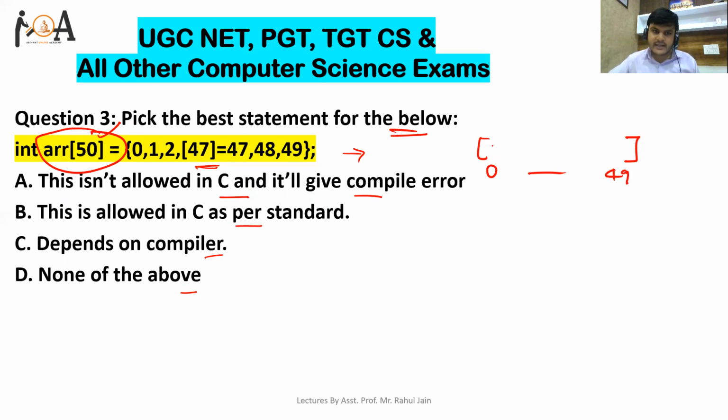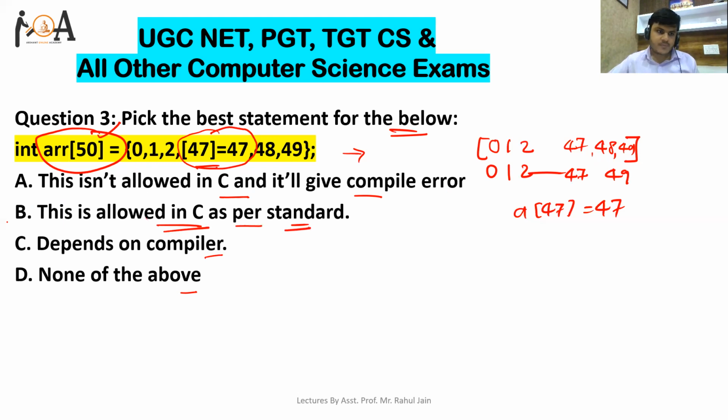Now on the 0th index, 0 would be stored, on the first index 1 would be stored, on the second index 2 would be stored, and you are seeing that this is the crux of the program. 47 equals 47 simply means that on the 47th location, that is A47, we are storing the value 47. Then 48 and 49 means on the 48th index 48 would be stored, and on the 49th index 49 would be stored. It is a concept like that. Hence this is allowed in C as per the standard, no error would be there, right? So option B is the 100% correct answer for this.